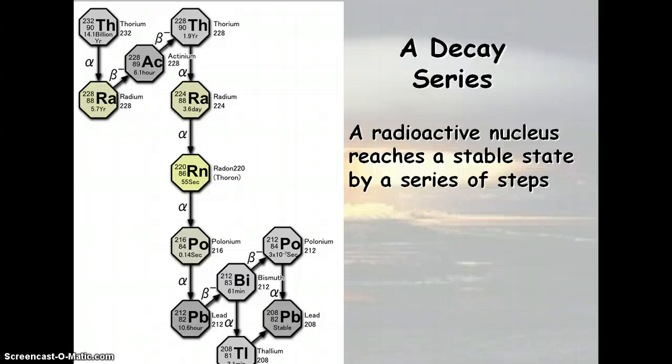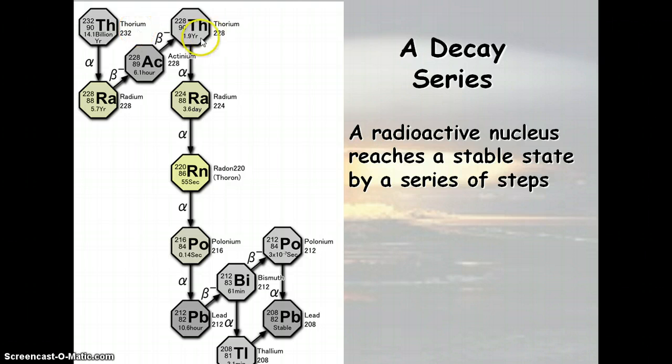All right, and that leads us to our last topic of decay series. So in a decay series, you're going to have a radioactive nucleus that's going to undergo several steps to get to a stable state. Okay, so here you start with this thorium atom, undergoes alpha decay to become radium, and then actinium beta decay, and then it undergoes another beta decay to become thorium again, but now we're thorium-228 instead of 232.